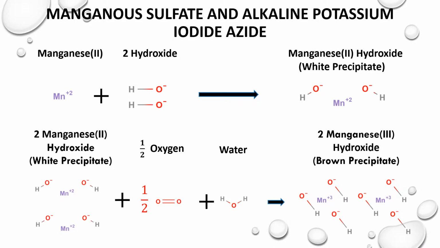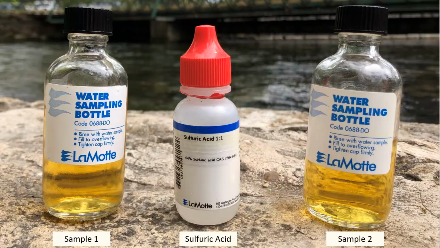Manganese 2 ions from the manganese sulfate solution and hydroxide from the alkaline potassium iodide azide form a white manganese 2 hydroxide precipitate. As the manganese 2 hydroxide precipitate forms, it immediately reacts with the oxygen and water to form a brown manganese 3 hydroxide precipitate.